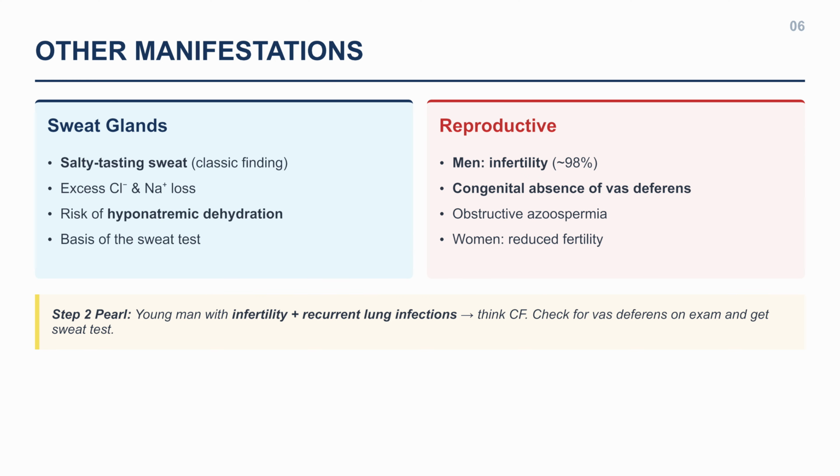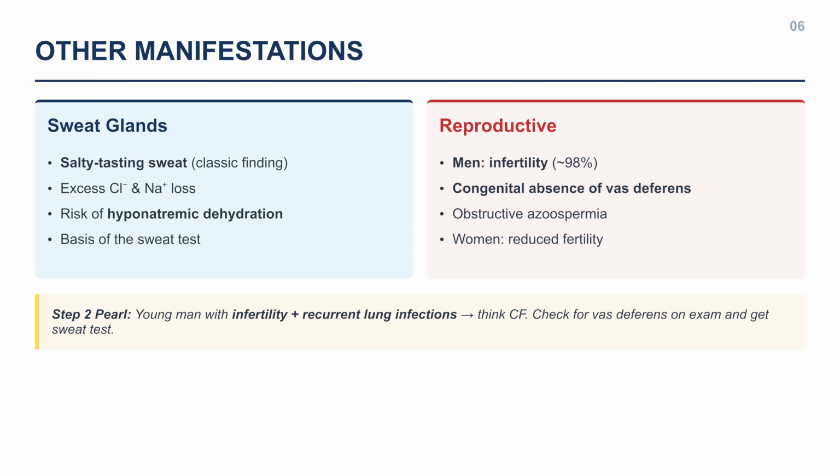In sweat glands, chloride and sodium cannot be reabsorbed from sweat, producing the classic salty-tasting sweat that parents often notice when kissing their infant. This can lead to hyponatremic dehydration in hot weather. This defect is the basis of the sweat chloride test.